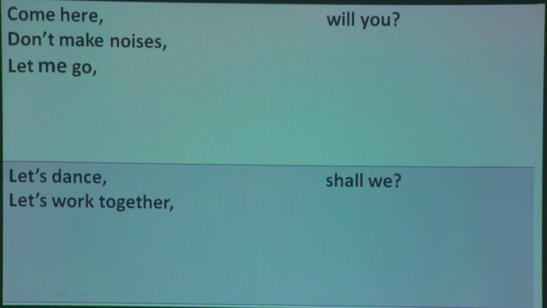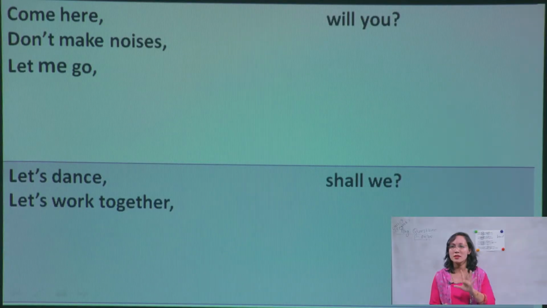So let's see. Now there are other means; I have just collected two here. Come here, don't make noises, let me go. Whether the statements are affirmative or negative imperatives, they take will you. And the last ones, let's dance and let's work together, take shall we.